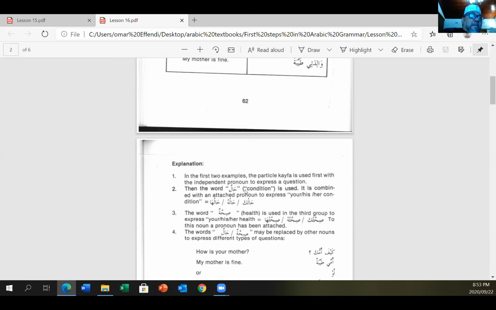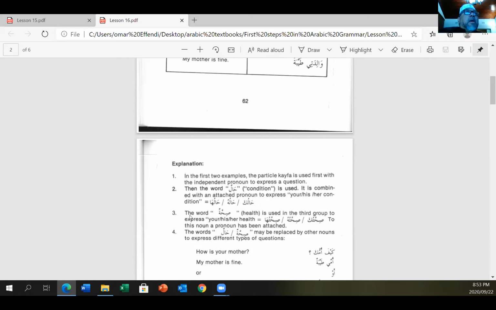But if you ask the question, kayfa haluk, then I ask, what is your condition? So when I ask the condition, obviously, it refers to my feeling within my health or whatever the case may be. Okay? So therefore we say, kayfa halun means condition is used. It is combined with the attached pronoun to express your, his, her condition. See there? Haluha, her condition. Haluhu, his condition. Haluka, your condition. Haluki, your condition, female. Okay?